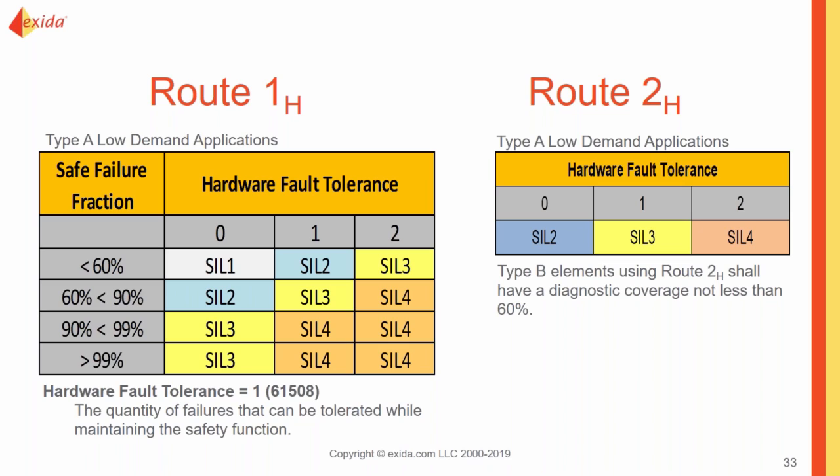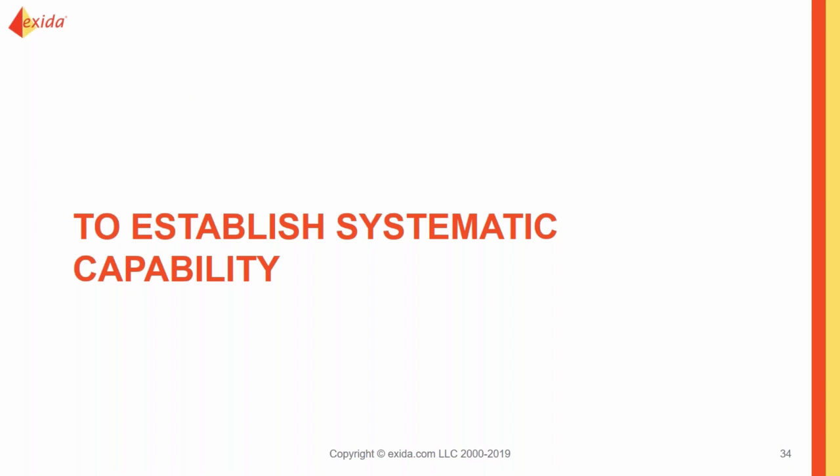Once again, if you're buying a certified product, this is already going to be listed in your FMEDA report, your assessment report, your certificate. All of that stuff should be given to you. And then finally, you can use your SIL to establish your systematic capability.